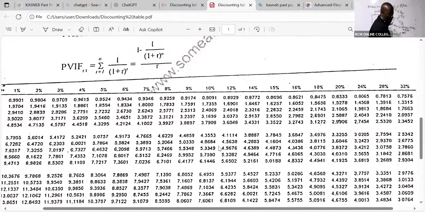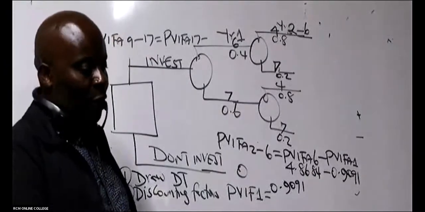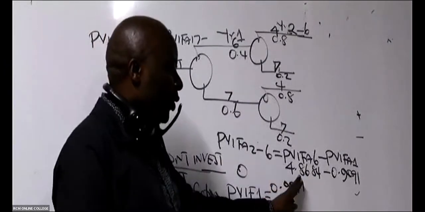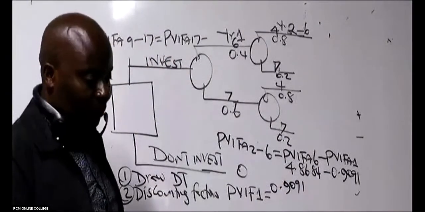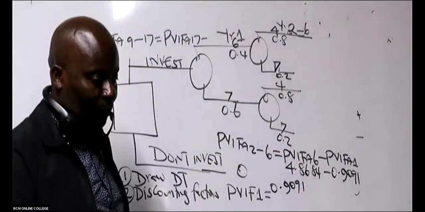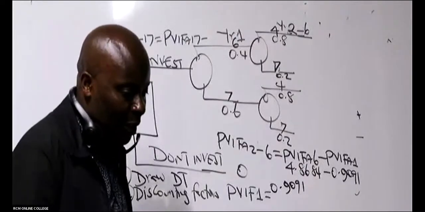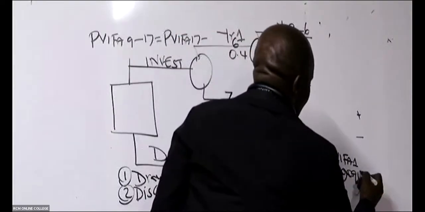Minus PVFA 1. PVFA 1, ladies and gentlemen, for 10% is 0.9091. The other alternative is that you calculate them using the formula. So can somebody give me this difference, PVFA 6 minus PVFA 1? What do we have there? Yeah, according to DD, we are getting 3.4463.